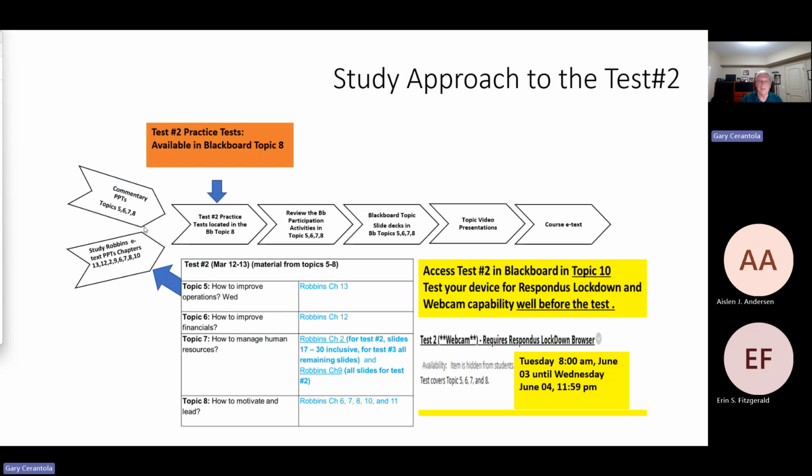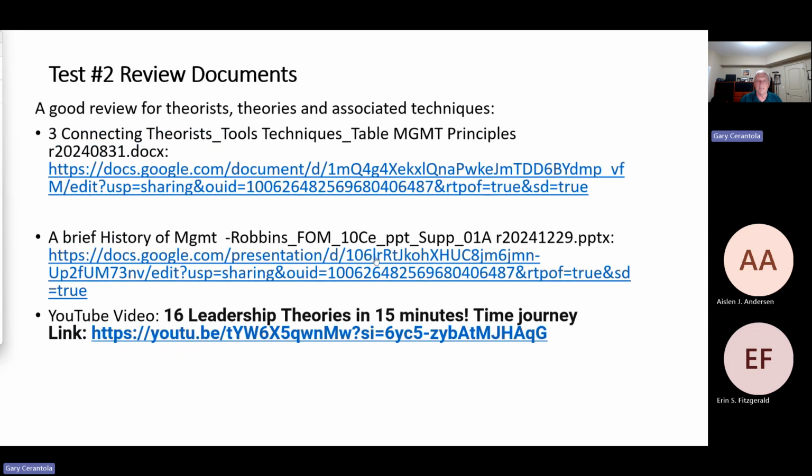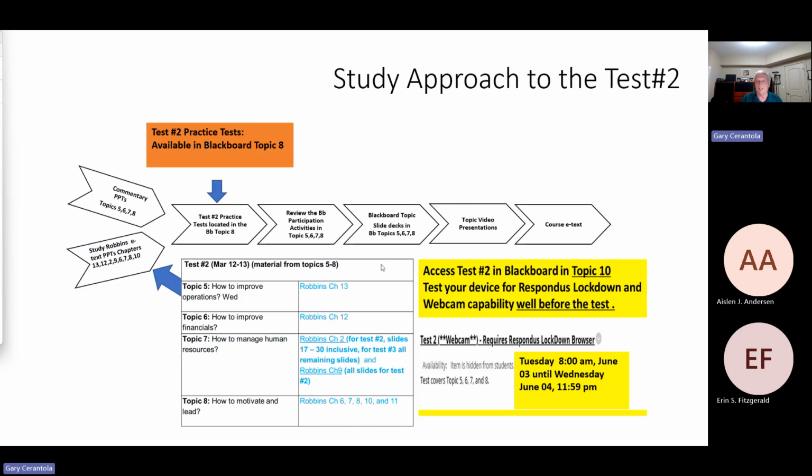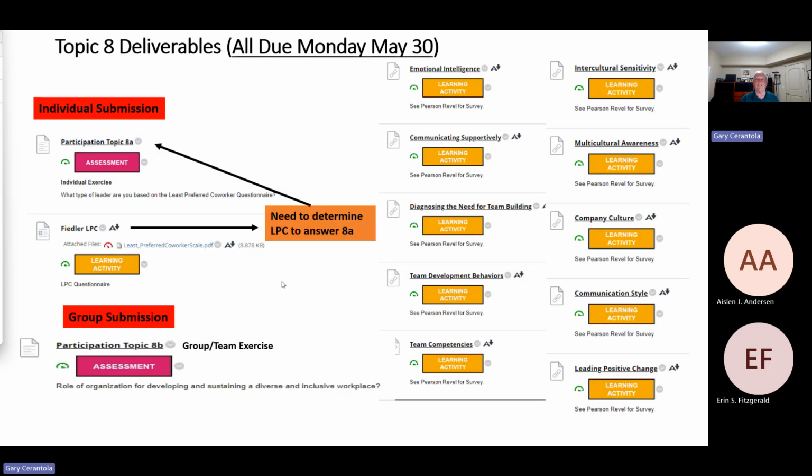All right. So here's the piece. I talked about the commentary. PowerPoints are really important. So there'll be 5, 6, 7, 8. The Robbins eText PowerPoint chapters that cover topics 5 to 8 are all listed here. Again, you access test number 2 and topic 10. And then this is a facsimile of what the link looks like. And again, it's Tuesday, 8 a.m., June the 3rd until Wednesday, June the 4th at 11:59 p.m. All right, so that's the study approach. And again, I can't say enough about these particular documents that would really complement your study on getting ready for test number 2.